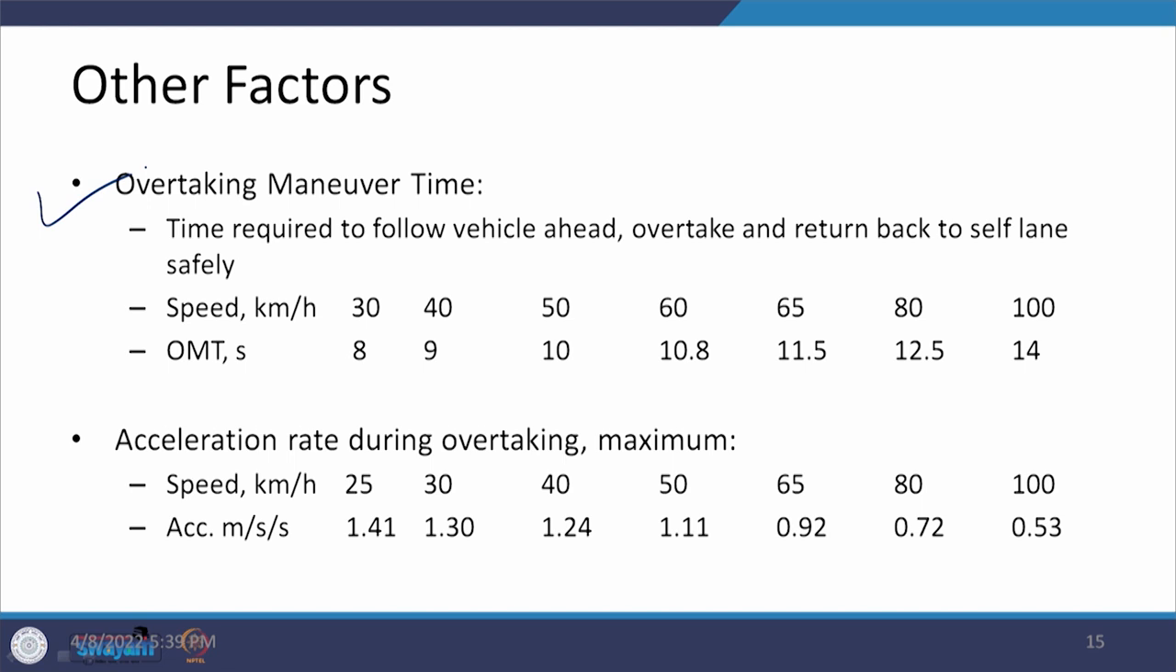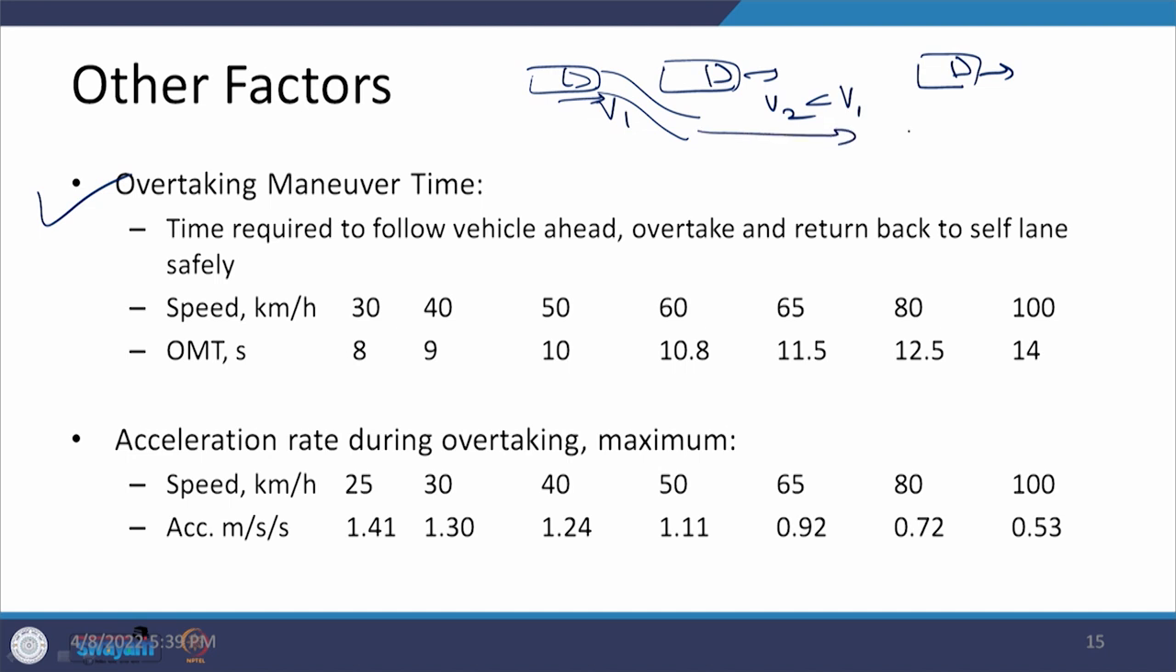Now, overtaking maneuver time is the time where you are in a vehicle moving at a certain speed, and there is another vehicle moving at a speed V2, which is going to be less than V1. You want to cross this vehicle, go in this direction, and then come back to your own lane. At the same time, there is going to be a vehicle coming from the other direction, maybe at some speed V.